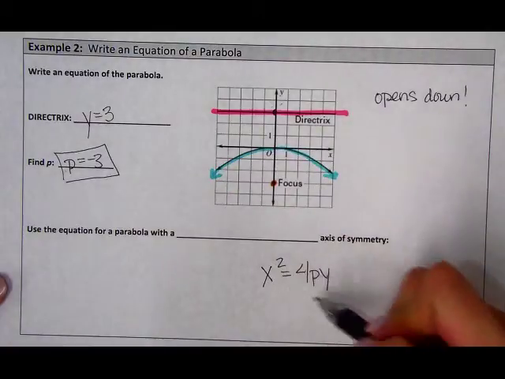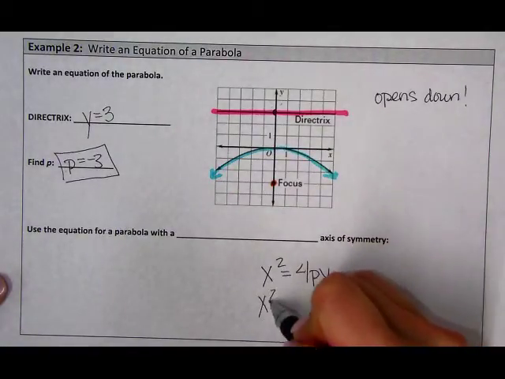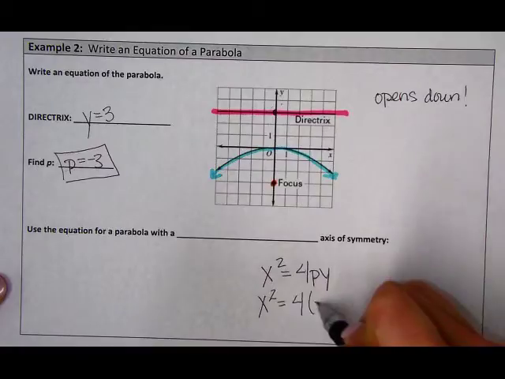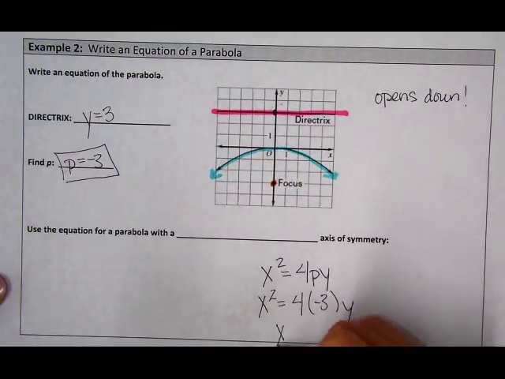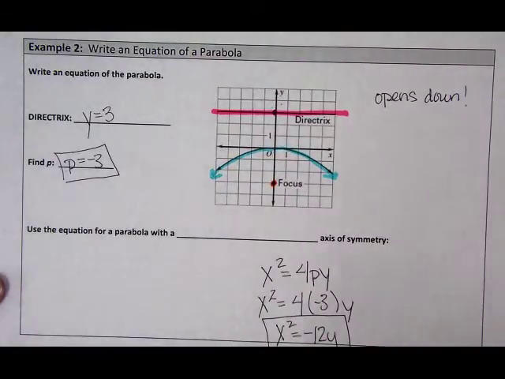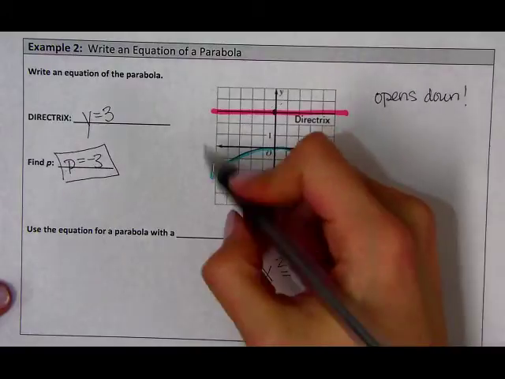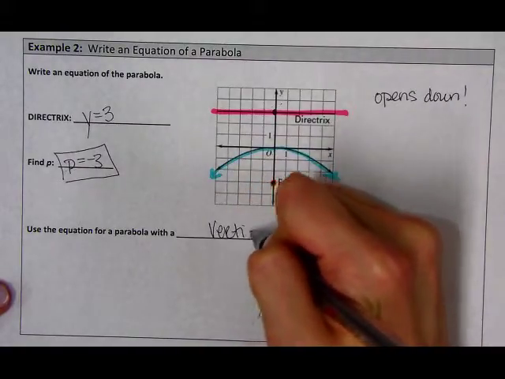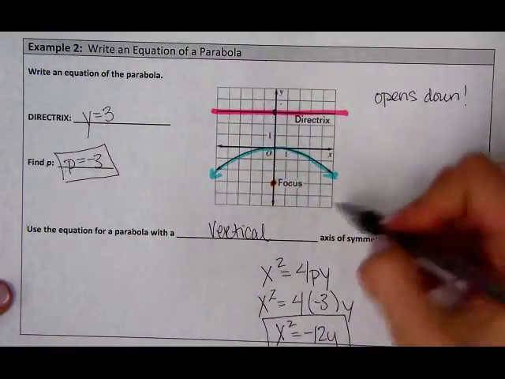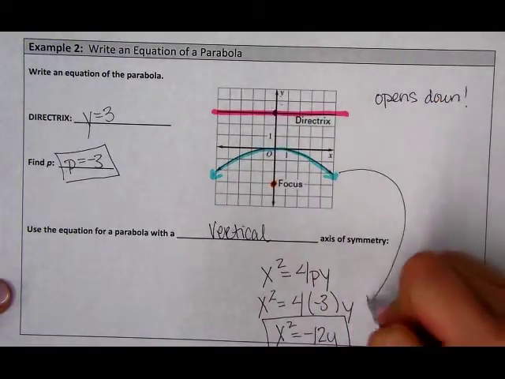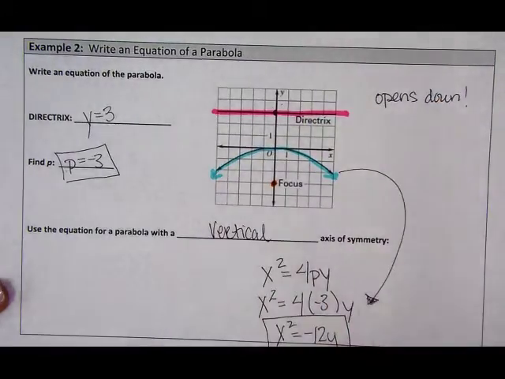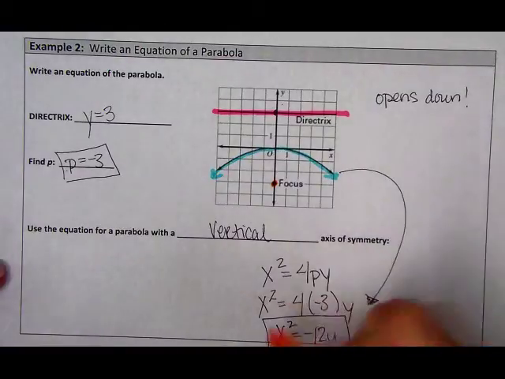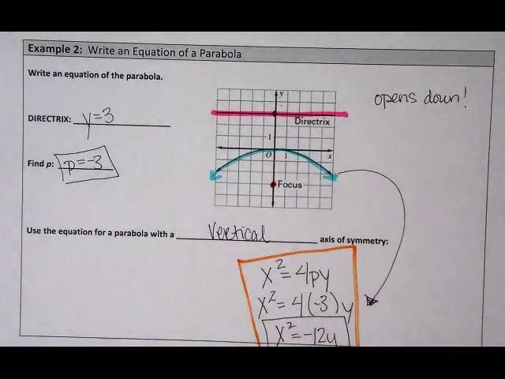The last thing you want to do is plug that p-value into your general equation. So 4 times -3y, so x squared is equal to -12y, is your final formula that represents this graph. So you want to use the equation for the parabola with a vertical axis of symmetry, but you don't even have to really write that down. You just want to know that you're picking the right form and the right p-value to get your equation. And it's pretty much that simple.